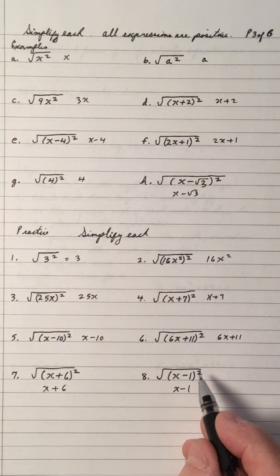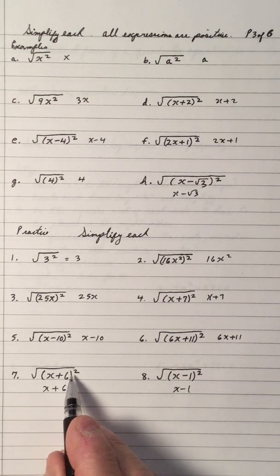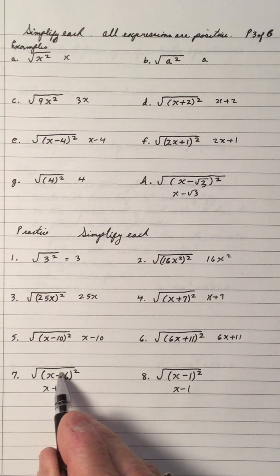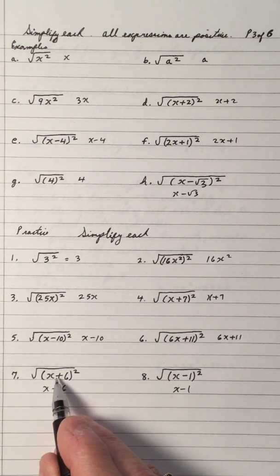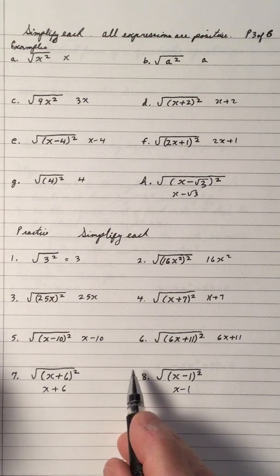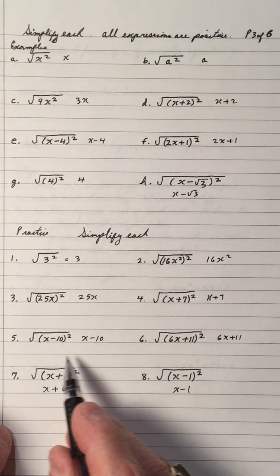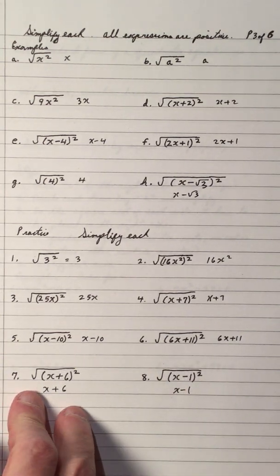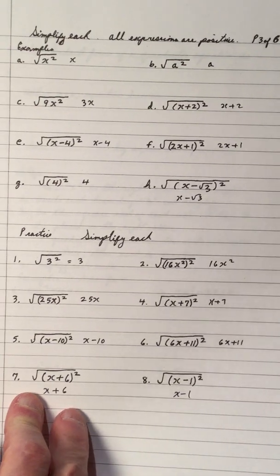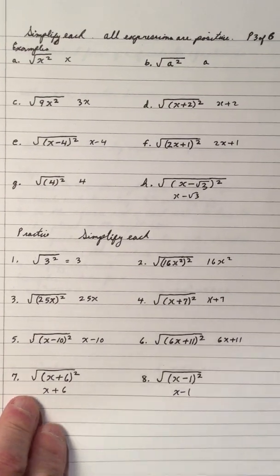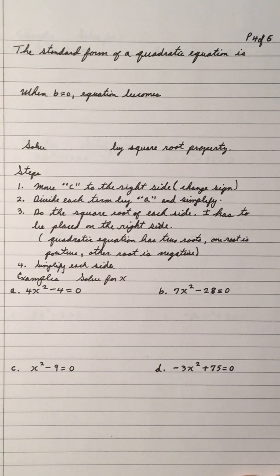So notice the square root of this term squared, you just take what's being squared, x plus 6, x minus 10, etc., etc. We're going to need that as we move on for doing the square root property, which is another way to solve quadratics.